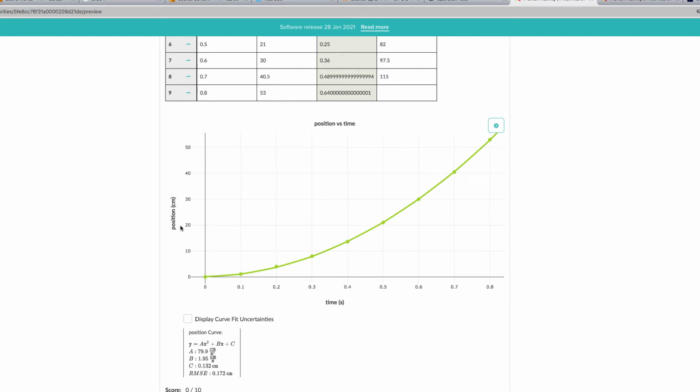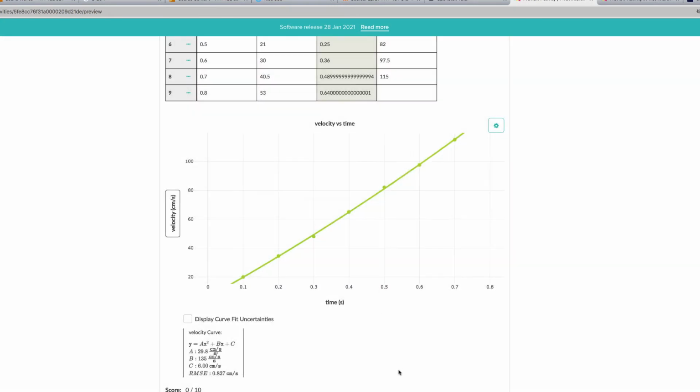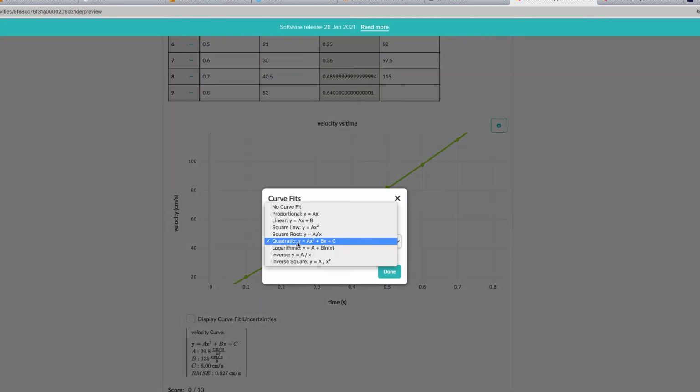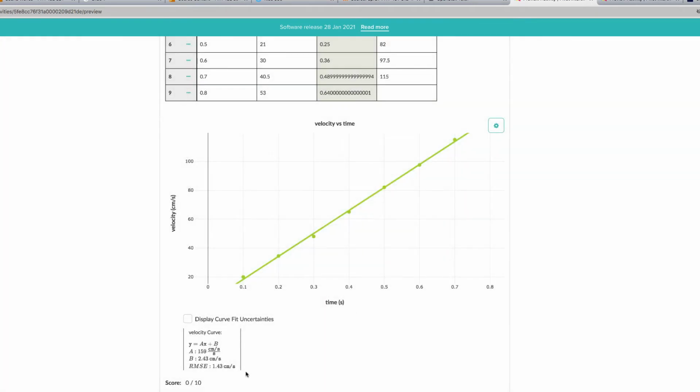You can also look at the velocity graph. Now it looks like it's a parabola here, but let's see what the line looks like. Now notice this little thing called RMSE. If that is 0, then it's a good fit. That is not 0, it's 0.8, so it's not a good fit. I'm going to go and do a line on this. And it's a better fit.